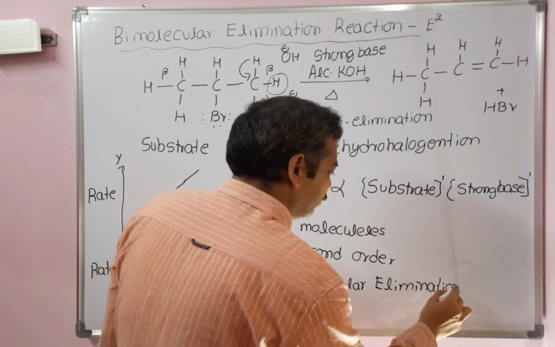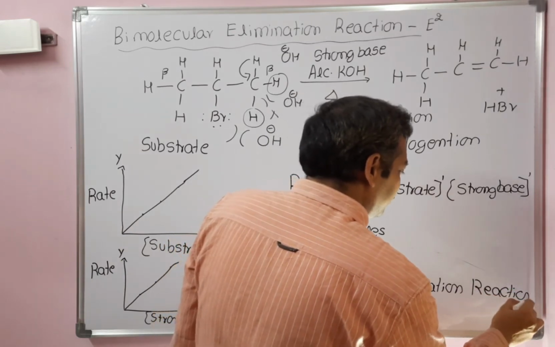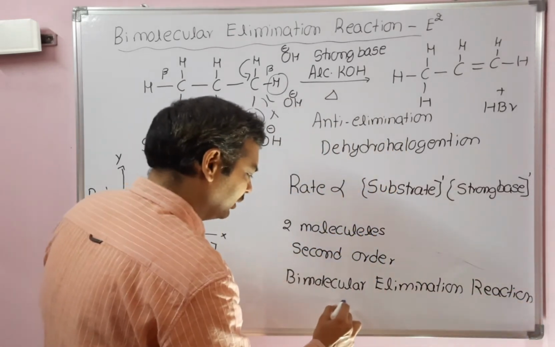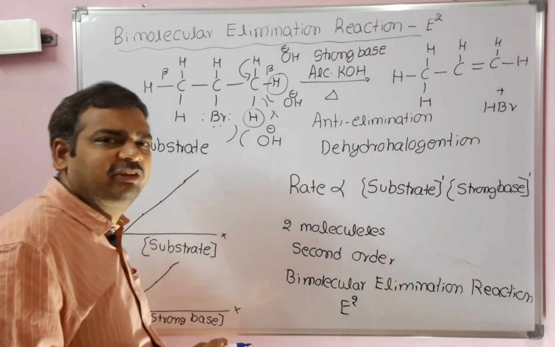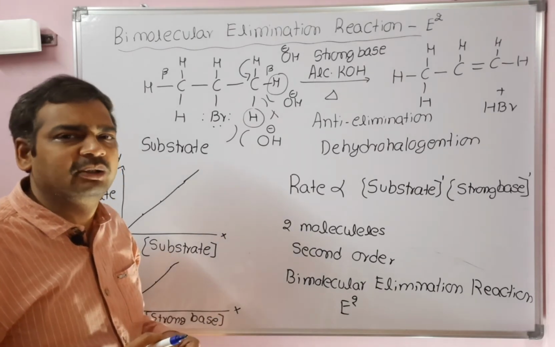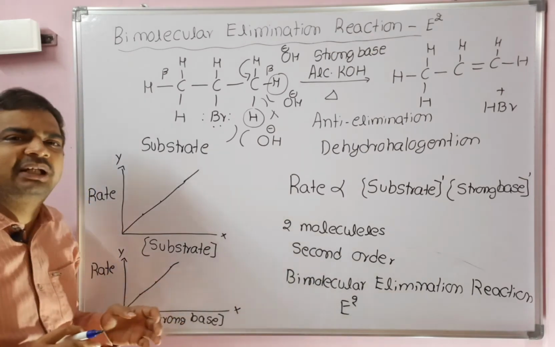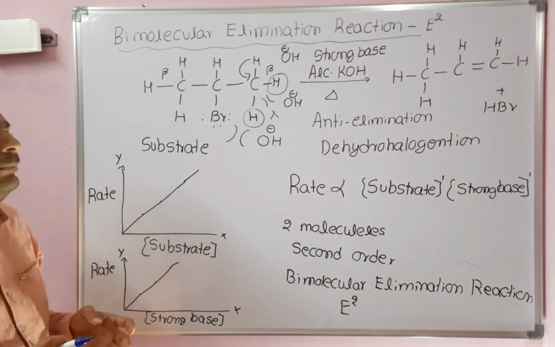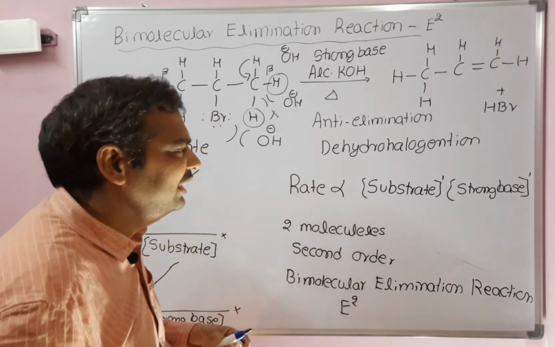Why it is bimolecular means, in the rate equation, two molecules are involved. Simply we can call it E2. E means elimination, 2 means bimolecular. Why two molecules are involved in the rate equation means, from the experimental data, the rate of reaction depends on the concentration of the substrate as well as the concentration of the strong base.